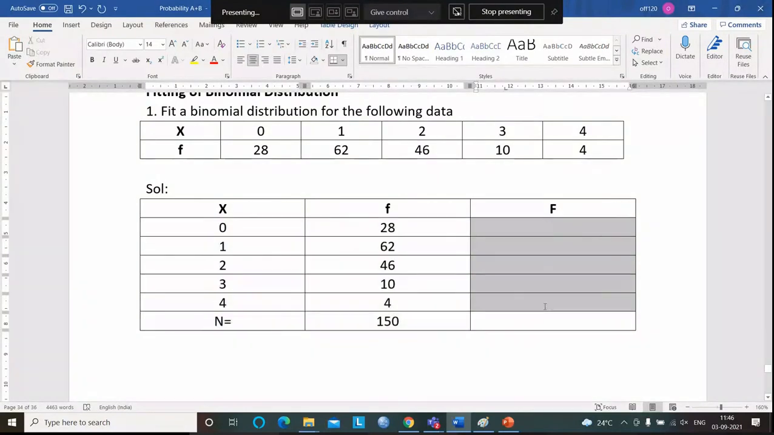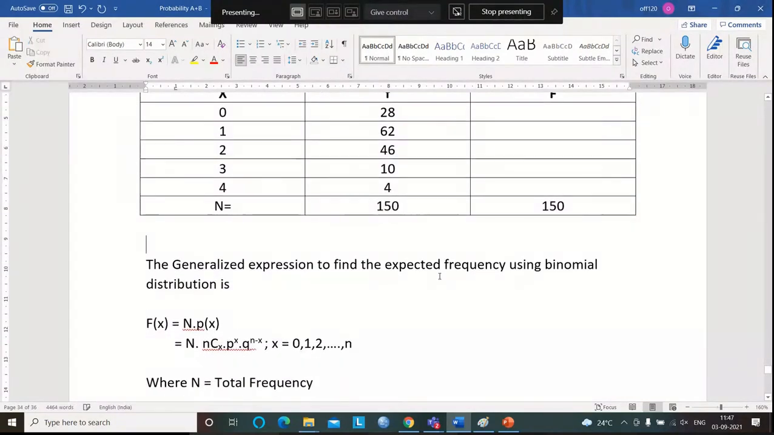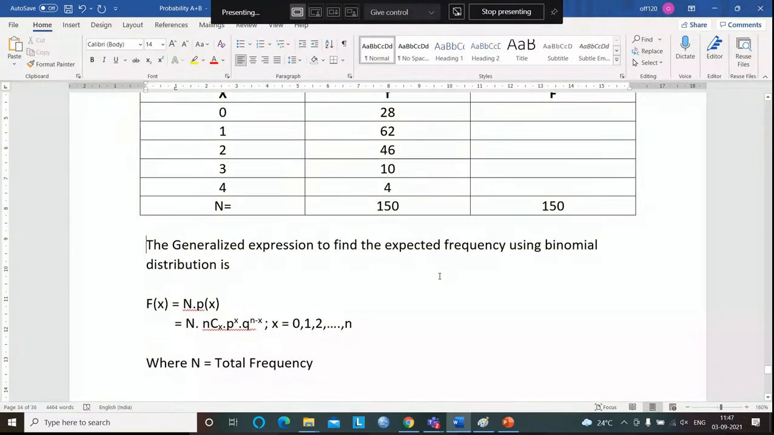Again, I'll find out some more frequencies over here, the new frequencies. Once I get these new frequencies, if I add the total of the frequencies and get approximately 150, approximately means 149.997 or 150.001 is also fine. If my calculated value is nearest to this 150 value, then this problem is a best fit for the binomial distribution. To find that, we have what is called the generalized expression. Since they are asking us to use binomial distribution, let us use the formula of binomial distribution only.